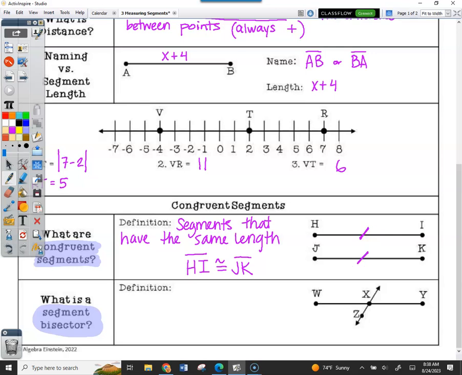Now, we don't draw an arc like we did in the angles, because that wouldn't make sense here. We just draw a little tick mark, okay? And that tick mark is the notation to say they're equal. This is really important, and I need you to start practicing drawing notes on your picture, because it's going to help you formulate your plan to solve questions.